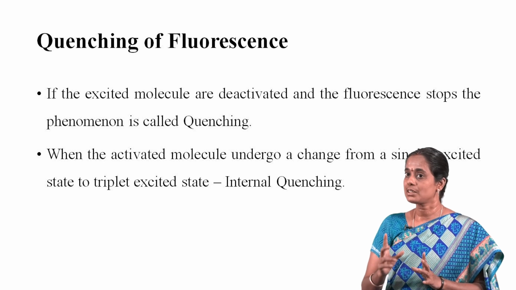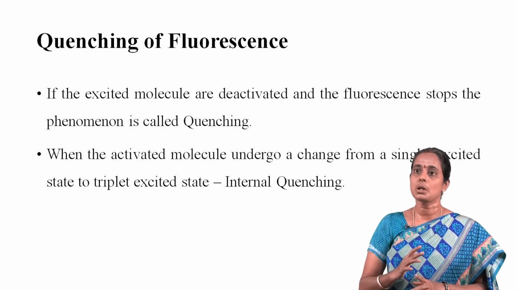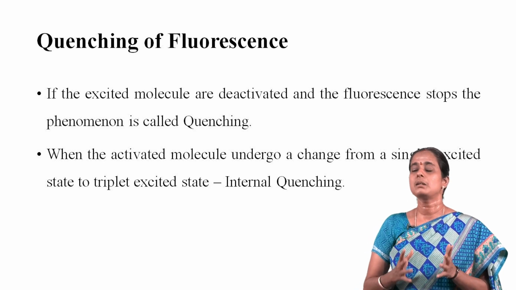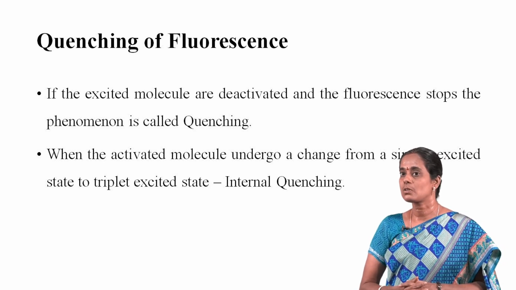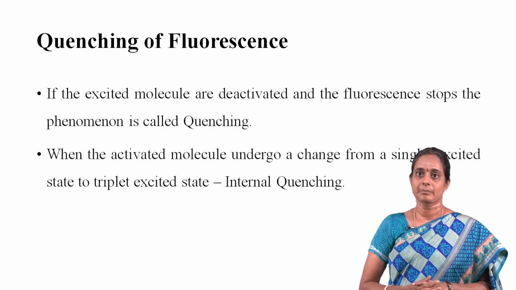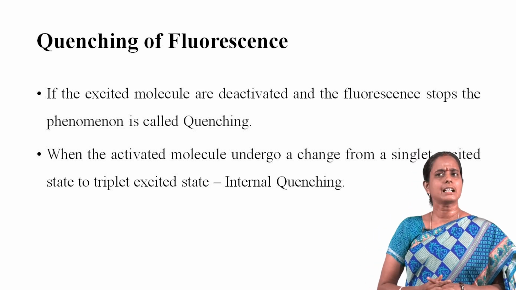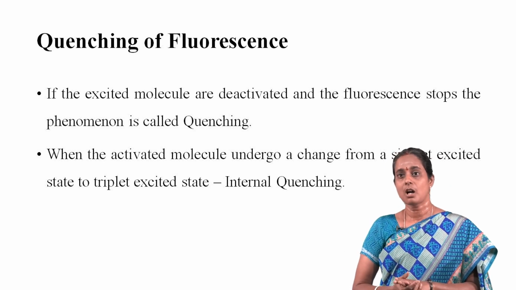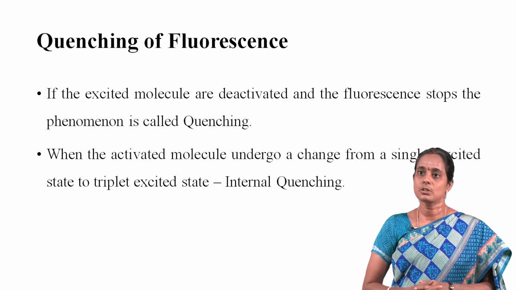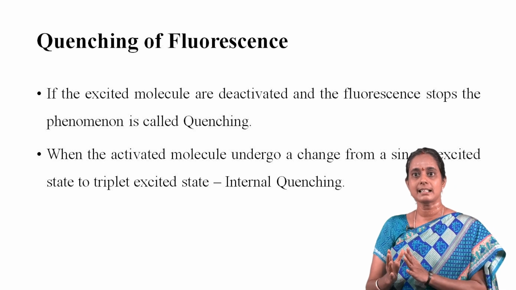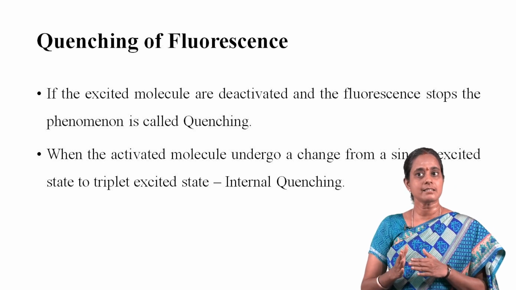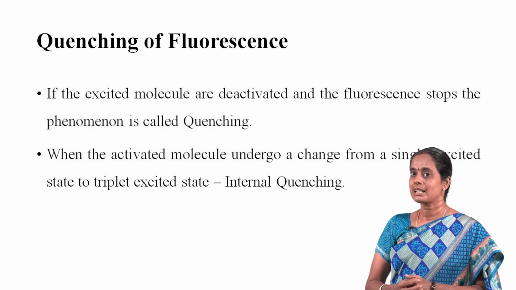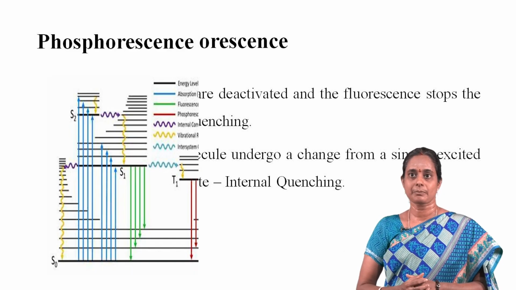When the activated molecule undergoes a change from a singlet excited state to a triplet excited state, that is known as internal quenching. When the activated molecules collide with other molecules or quenchers, which are externally added species, and transfer their energy to those molecules, that is known as external quenching.